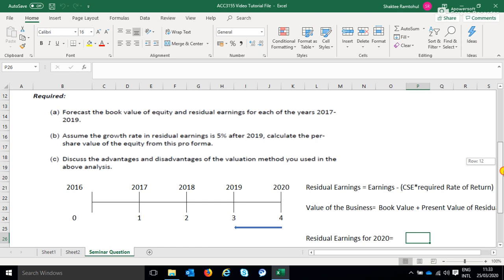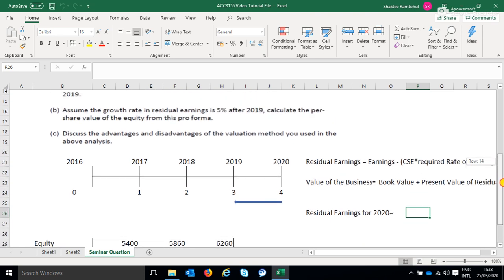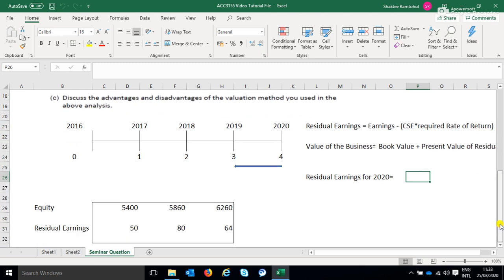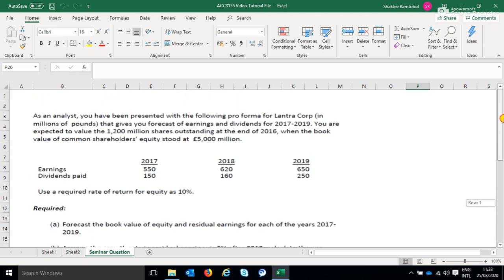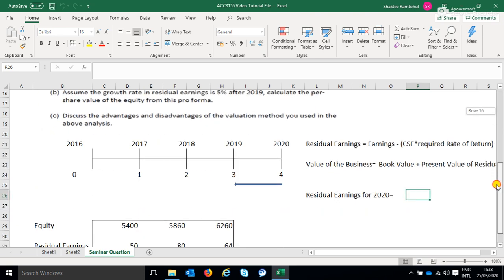Now, what's the deal here? We want to, first of all, calculate the residual earnings, which we have done in the previous part. But then, remember, these are happening in the future. So we need to discount them to their present value today. You will recall, I think it was lecture 1, that we are standing at 2016. So 2016 being our year 0.